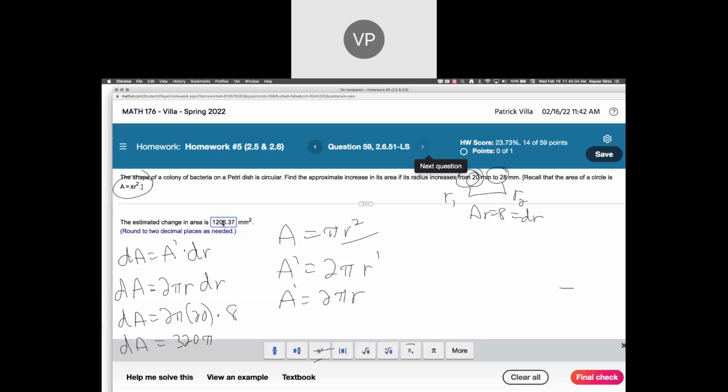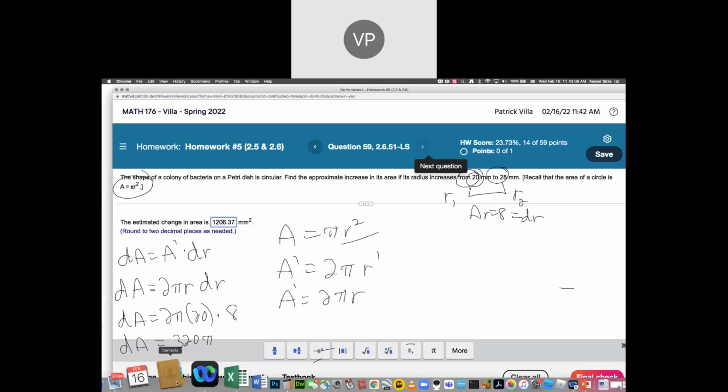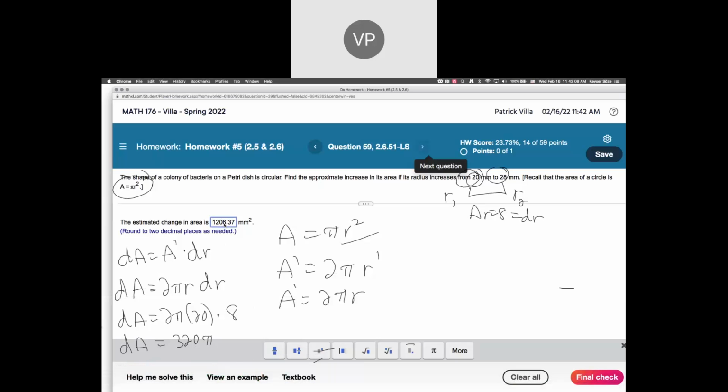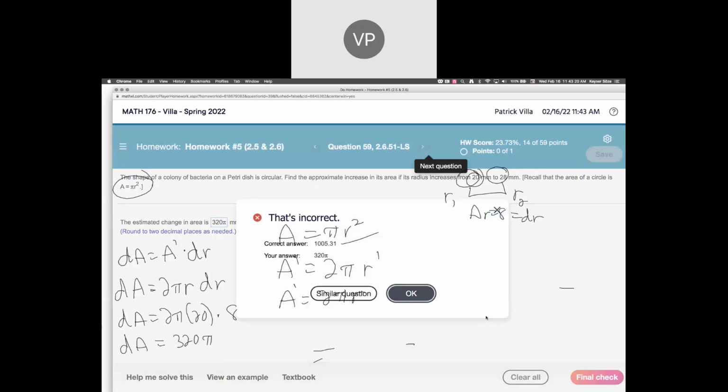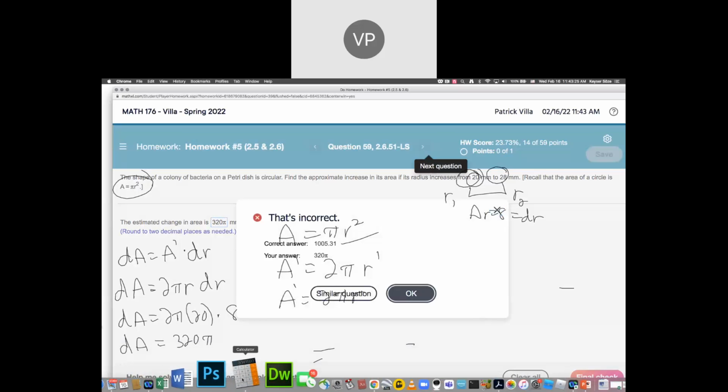Now it says round to 2 decimal places, so I'm going to go right to that. I don't know if the pi is going to work. Let me just do the pi and see what we get. So, if I plug in 320 pi, my math brain says that should be good enough, but let's see. Okay, they wanted this 1031, so we learned from this.